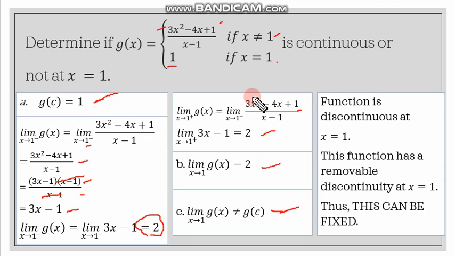But what type of discontinuity? This is a removable discontinuity because the limit exists but g of c is not equal to the limit of the function. Now, since this is a removable discontinuity, the function has a removable discontinuity at x equal to 1, therefore we can fix the discontinuity of this function.